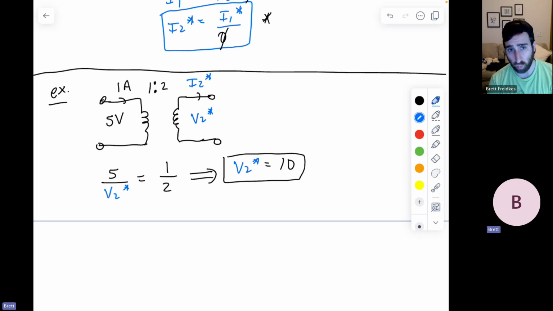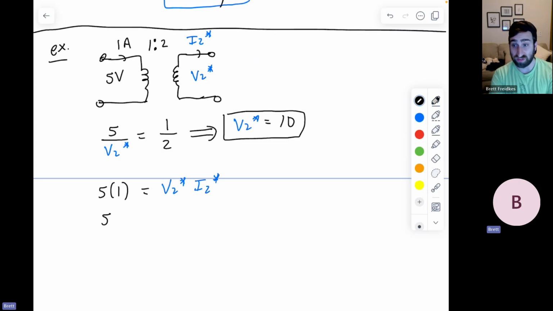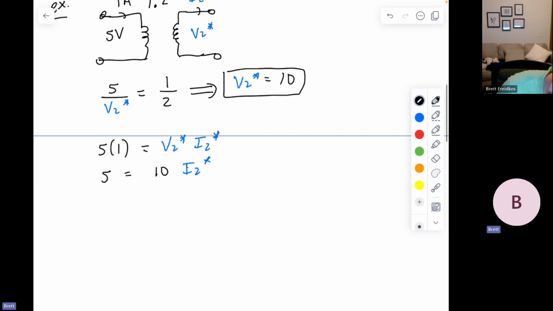With that logic, what must I2 star be to ensure that we conserve power? Because if I look at the power in the first one, that's 5 times 1, that's V times I. This is 5. That has to be equal to V2 star, I2 star. Well, if V2 star was doubled, I2 star must be half of what I1 star is. And we can show this because we just found V2 star. That was 10, we get that I2 star is equal to a half.